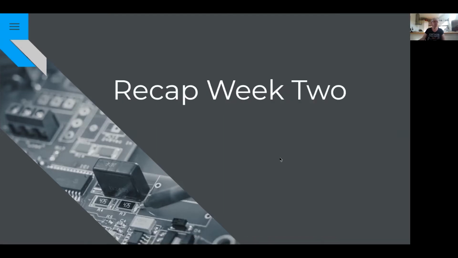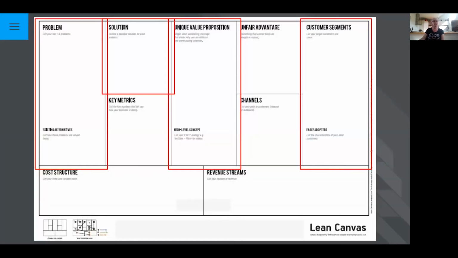We do want to move into a couple of new topics, but I just want to quickly recap what we've covered already up to this. We introduced the lean canvas. For those of you who are new to us, you may or may not have seen the lean canvas, or perhaps a business model canvas, which is quite similar, with a slightly different layout and focus.